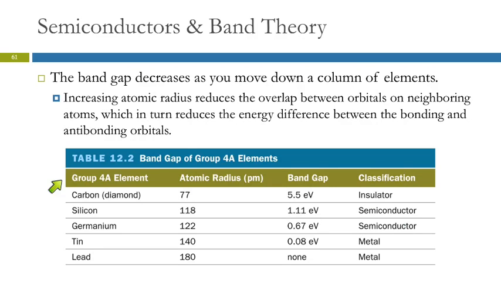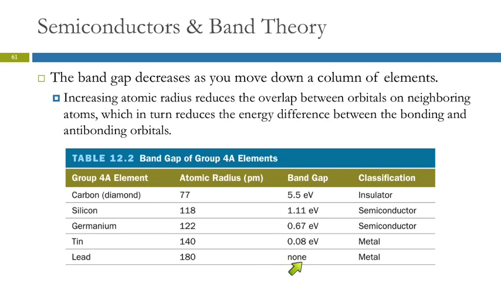If we look at the group 4A elements, carbon, silicon, germanium, tin, and lead, and here we're going to look at diamond, we're not looking at graphite because that's different. We see there's an increase in atomic radius as you go down, and we see that the classification moves from insulator down through semiconductors and metals. And the reason for that is the difference in the band gap.